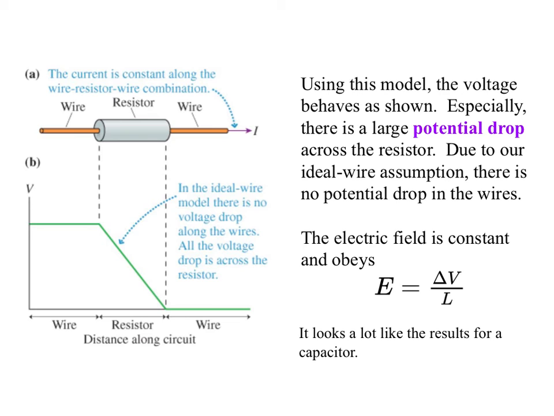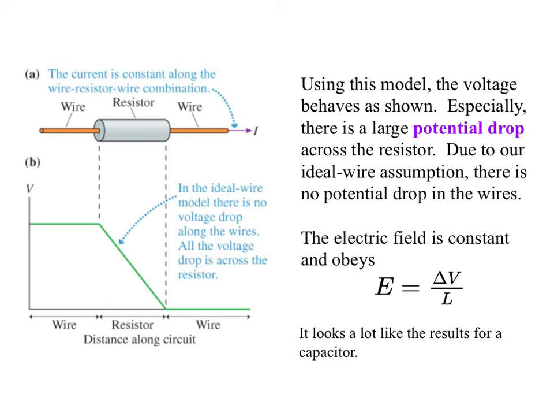Using this model, the voltage behaves as shown here: the wire is connected to a battery which has some voltage, and then it doesn't lose any voltage as it goes along until we hit the resistor, where then it drops. And then once it gets done with that, it comes out, and again the wire loses nothing. Now, does it have to drop to zero? No, it depends on what the input voltage was, but it definitely has this large voltage drop across here.